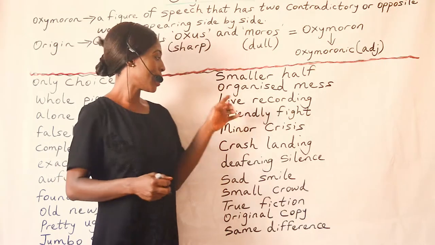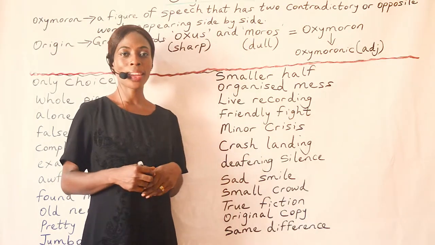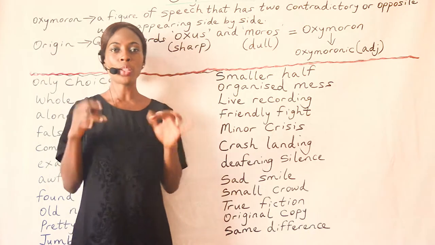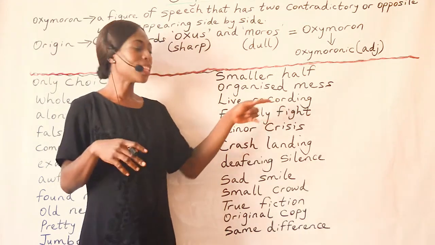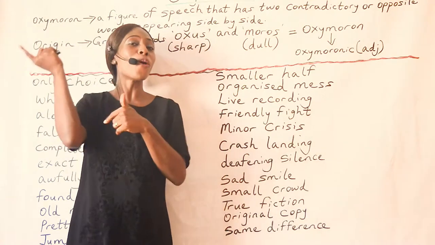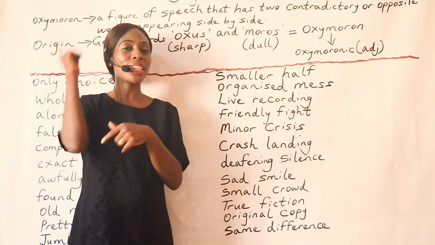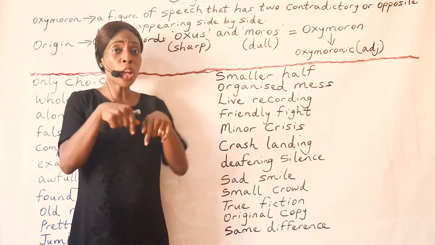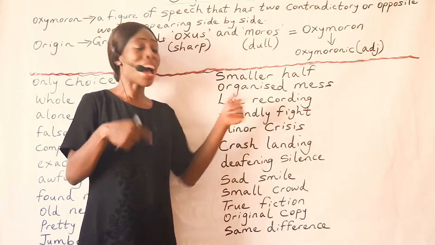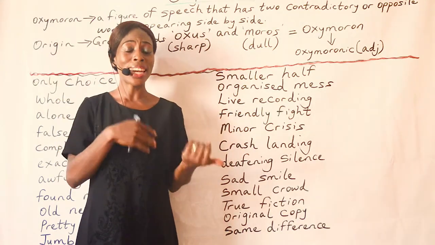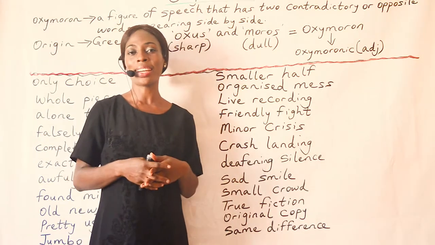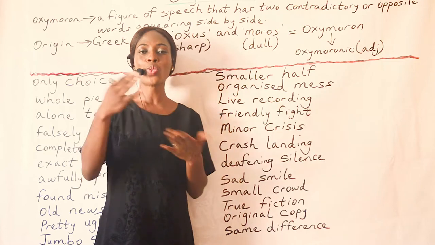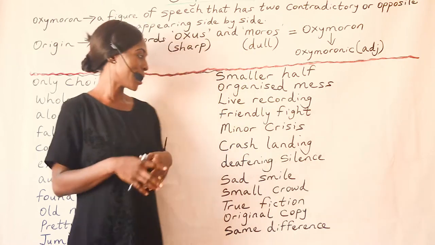Next, we have live recording. Live means something you're doing at the moment. It's not recorded. Now, recording means you've done it before in the past. You've recorded it. Now, is it possible to be doing something at present and having it being recorded? Live recording. How is that possible? It is oxymoronic. That's English. You have two opposite words coming together.